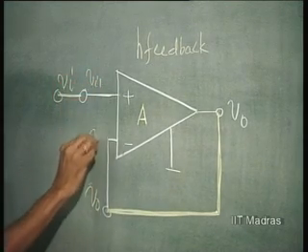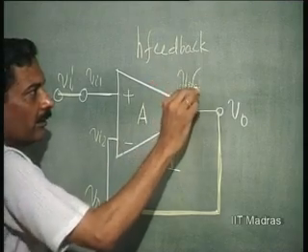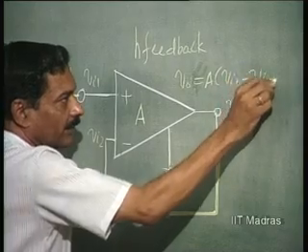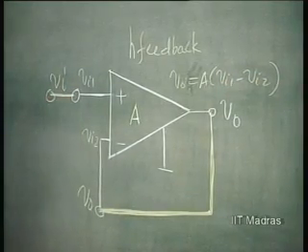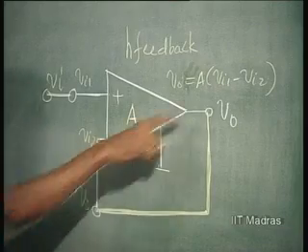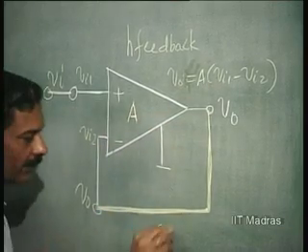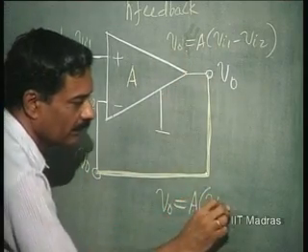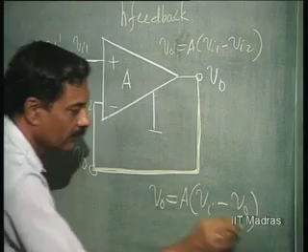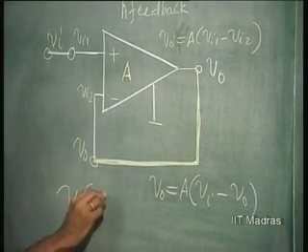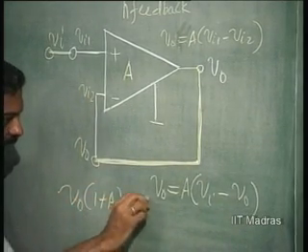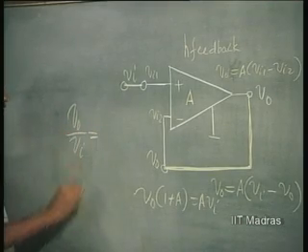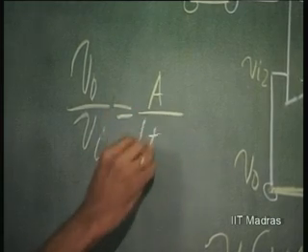Vi1, this was Vi2, and V naught was equal to A times Vi1 minus Vi2 according to our definition. So, what did we do? We made Vi2 equal to V naught. That means, in this expression, V naught equals A times (Vi1 is Vi, Vi2 is V naught). So, V naught into 1 plus A equals A times Vi, or V naught over Vi, which is called the transfer function of this network, is A by 1 plus A.